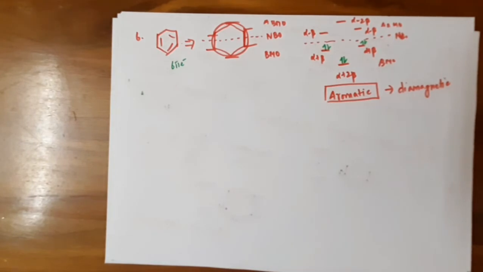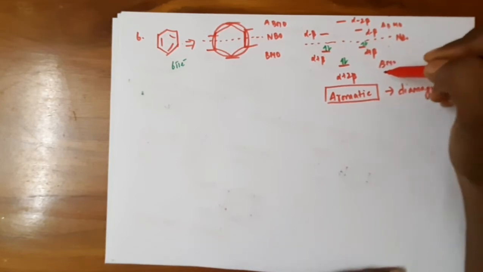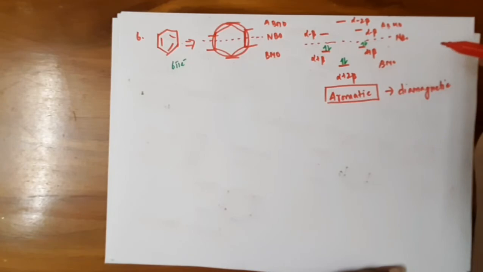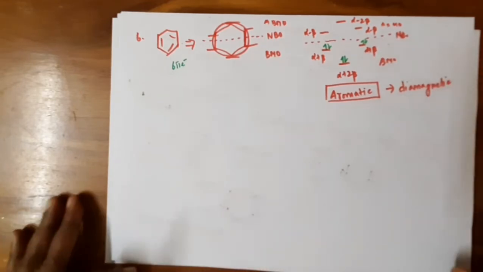Highly aromatic and highly diamagnetic. So the extra stabilization of aromaticity of benzene is due to the bonding molecular orbital occupying the 6 electrons. Hence it is highly aromatic and diamagnetic in nature.